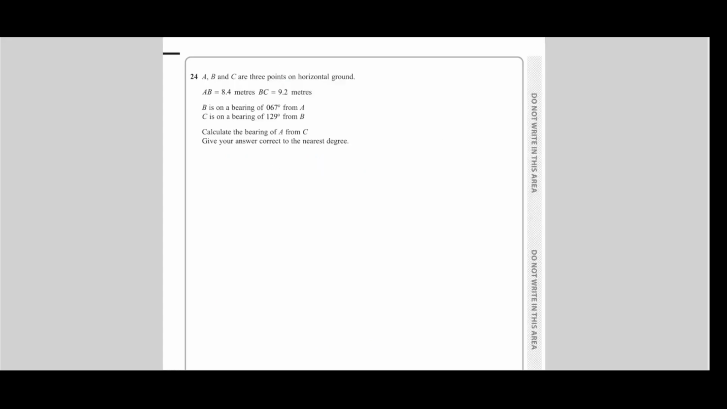Question 24. A, B, C are 3 points on horizontal ground. AB equals 8.4 meters. BC equals 9.2 meters. B is on a bearing of 67 degrees from A. C is on a bearing of 129 degrees from B. Calculate the bearing of A from C. Give your answer correct to the nearest degree.